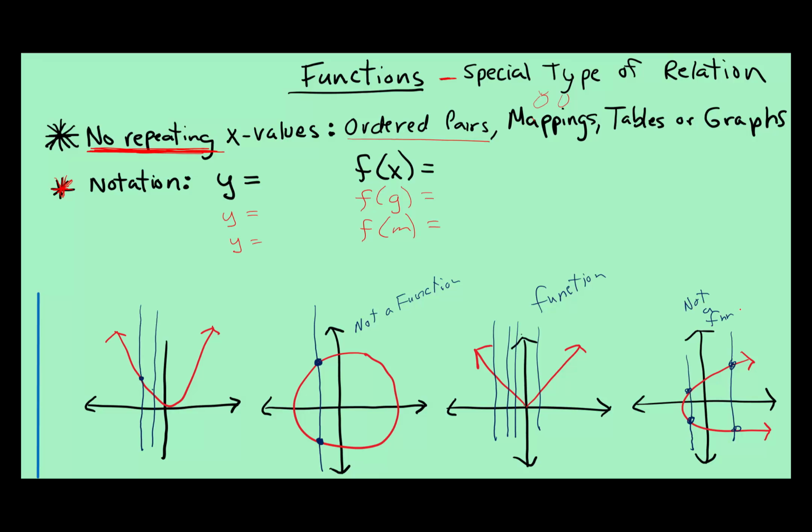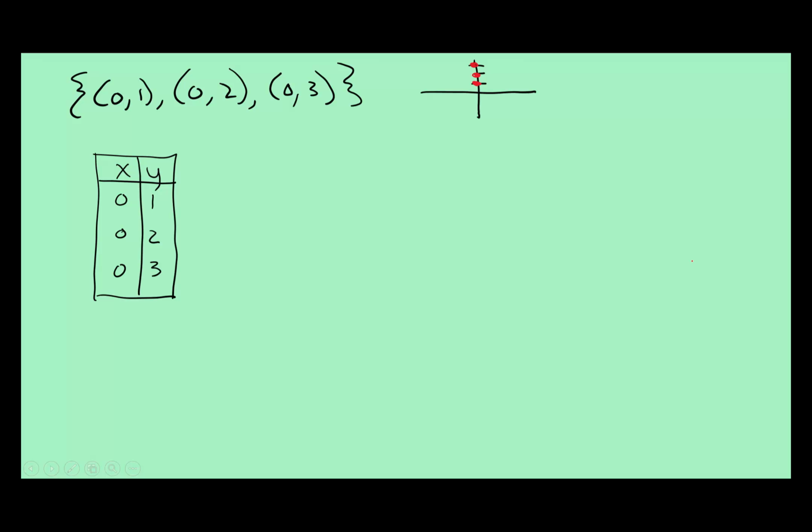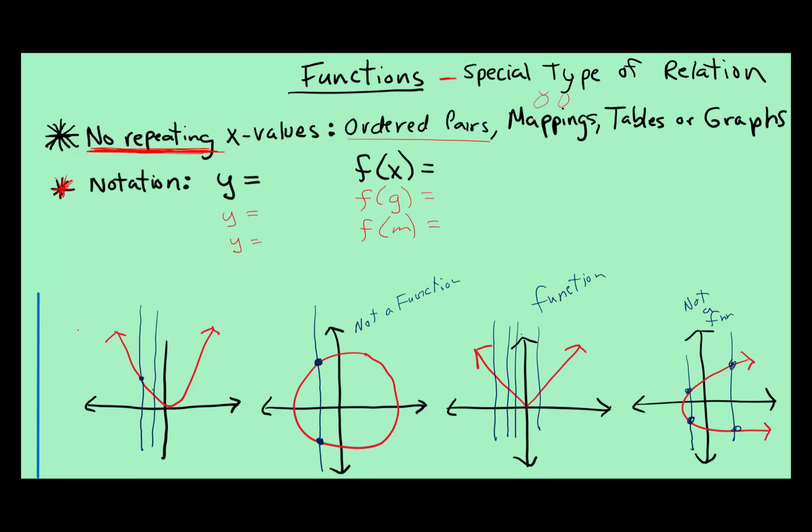And the only other thing I'm going to show you is ordered pairs and tables. Notice in this set of ordered pairs, all the x's are zeros. Look what happens if we graph them. It itself is a vertical line, not a function. And then when we put these ordered pairs into a table, see how they are repeating x values?